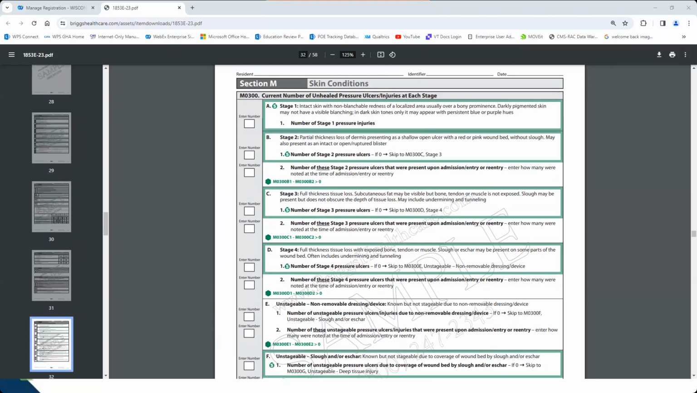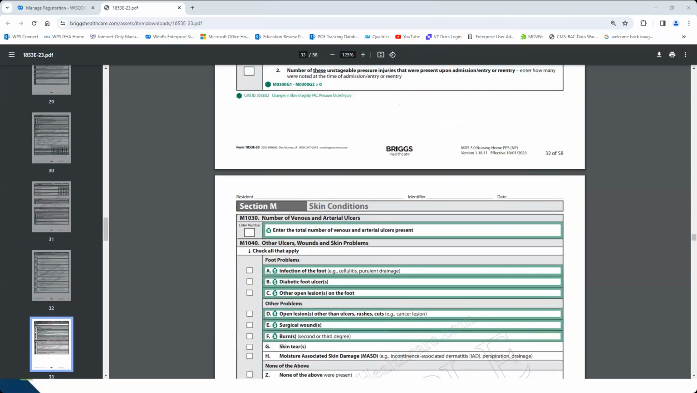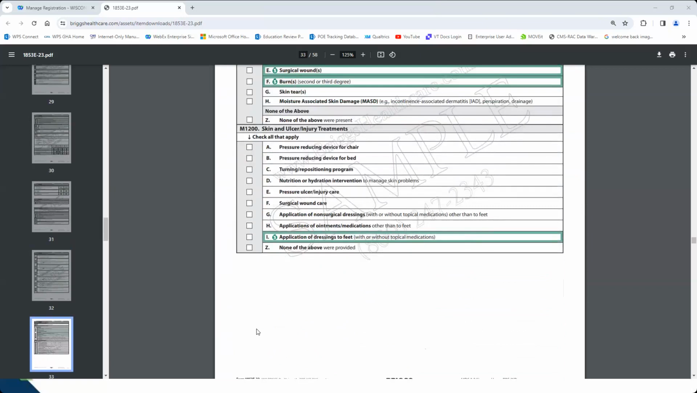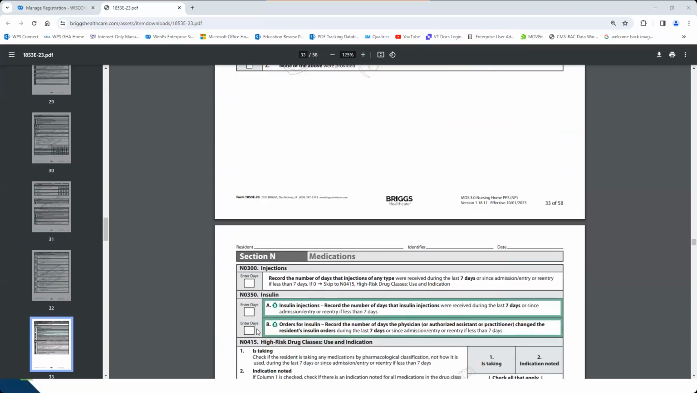If the flap or graft fails, you're going to continue to code it on your MDS as a surgical wound until it's healed. Other components of skin care that we're going to review include the treatment of other skin conditions like pressure, and the way you're treating those, like pressure reducing devices, turning, repositioning schedules, wound care, etc. And I think that's all down here.